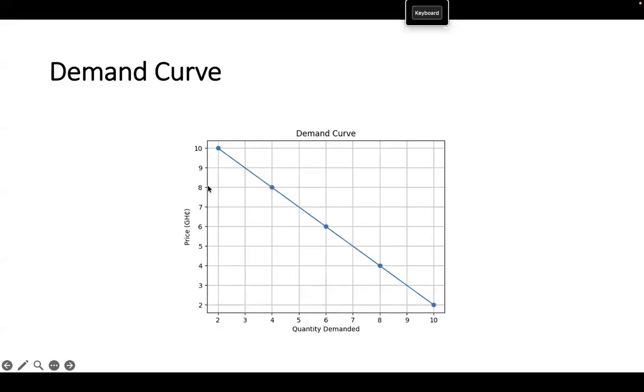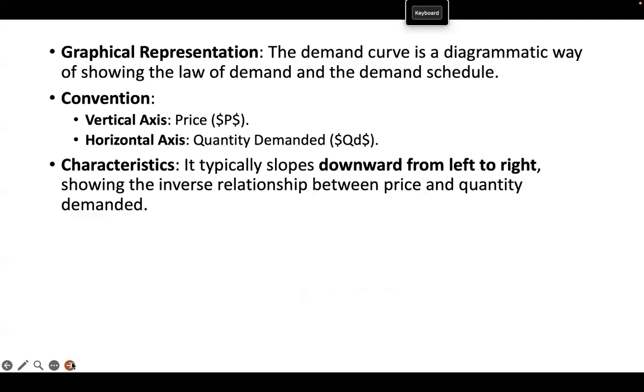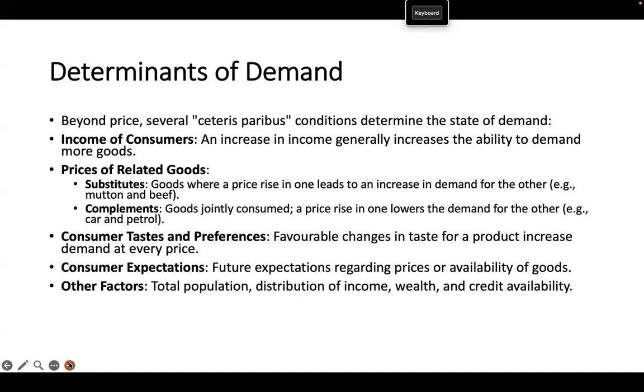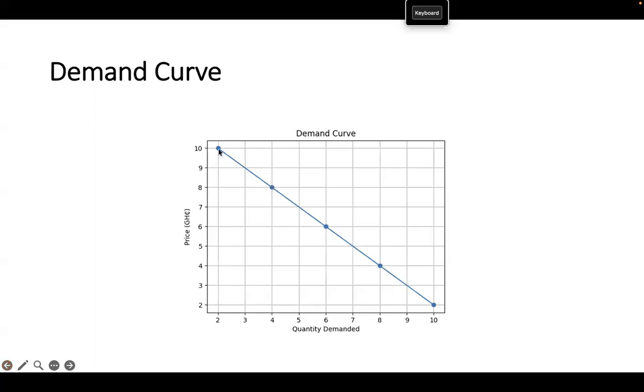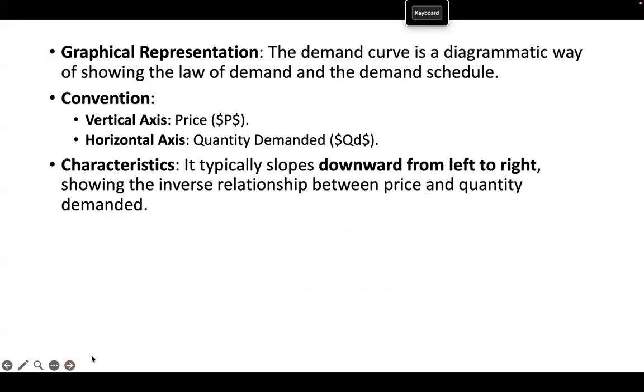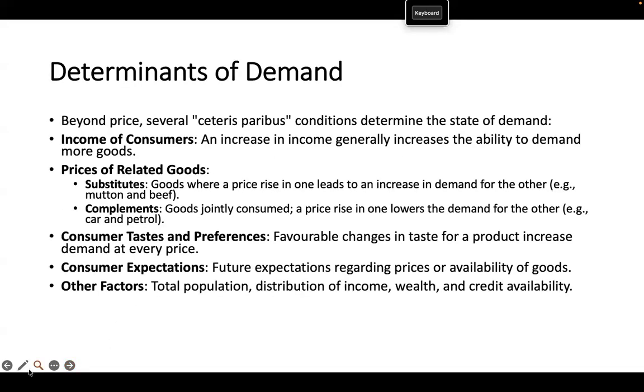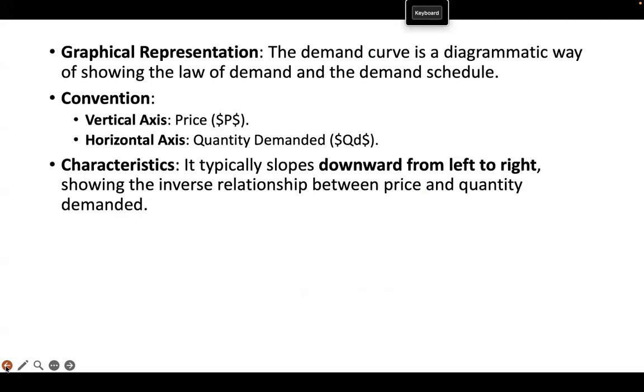When the price rises to 8, the quantity demanded was what? 4. So it tells you that at the higher price, less is being demanded, and at the lower price, more of the commodity is being demanded. So quantity demanded is inversely related to price. We say that demand slopes downward from left to right, showing the inverse relationship between price and quantity demanded.